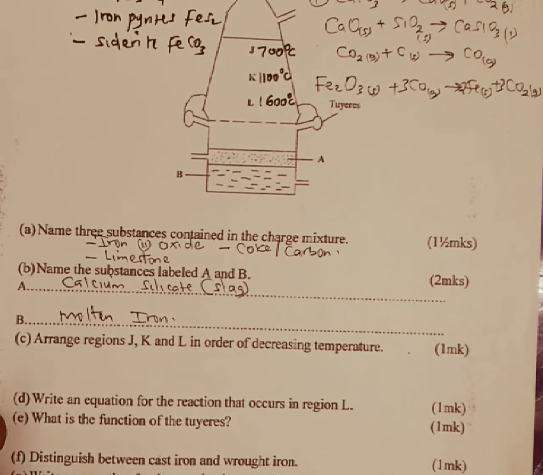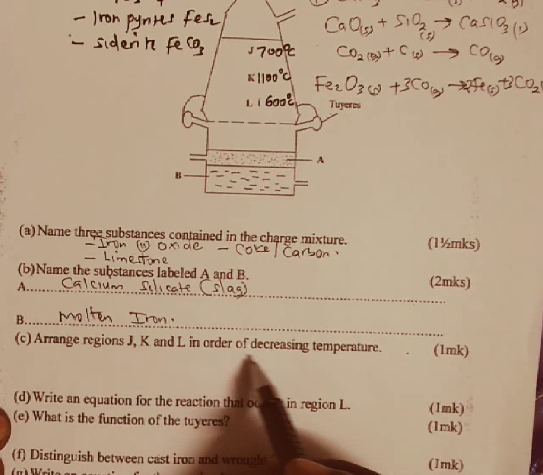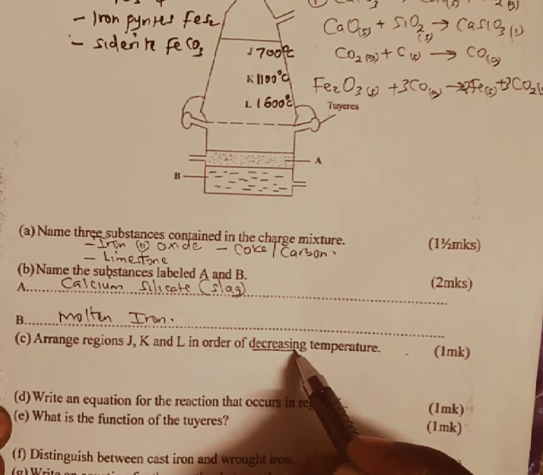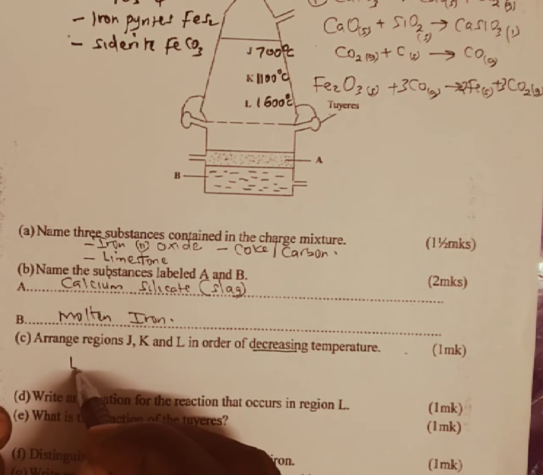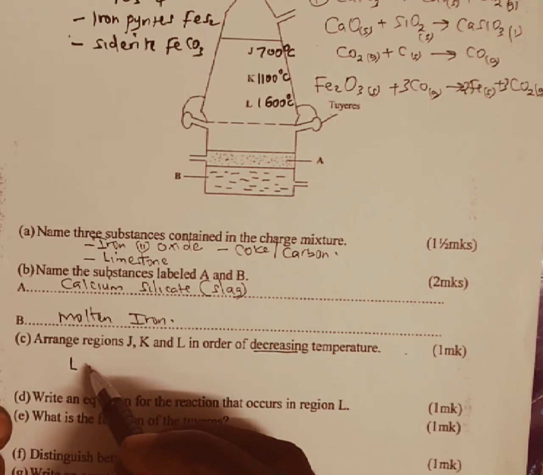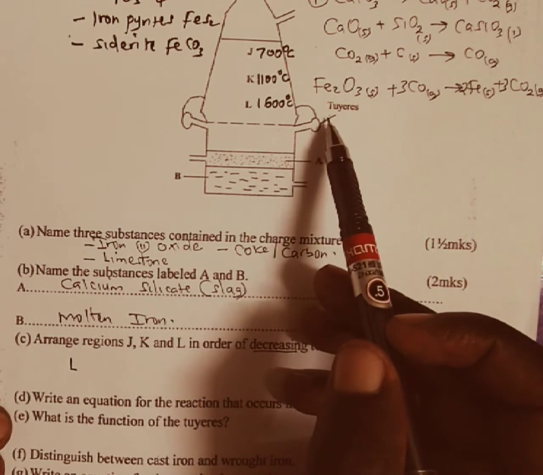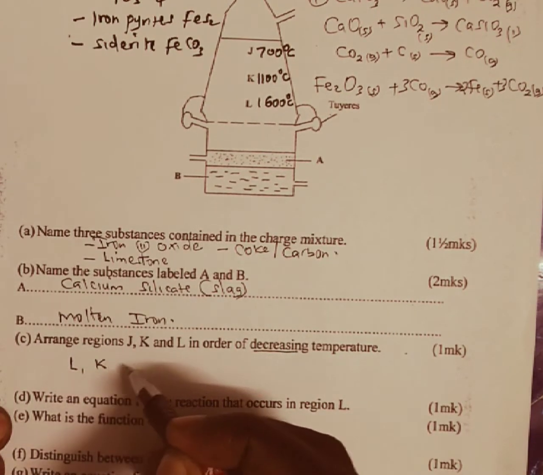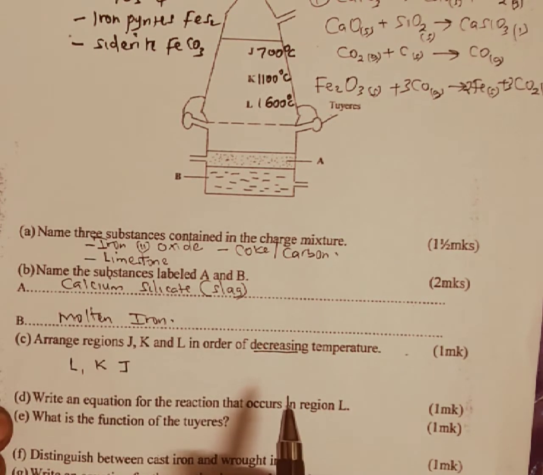We move down to part C. Arrange the regions J, K, and L in order of decreasing temperature. Decreasing means we begin from the highest to the lowest, and in this case, the region L has the highest temperature of 1600 degrees Celsius because it's closer to the point where we pump in the hot blast air, followed by K, and lastly we have J that has the lowest temperature.